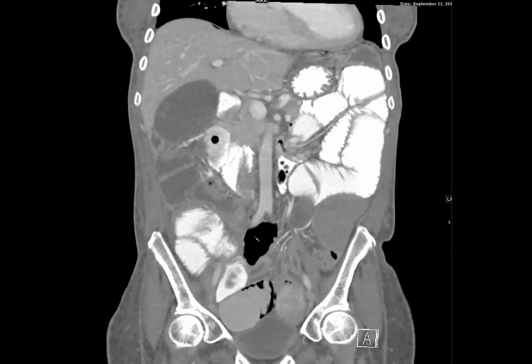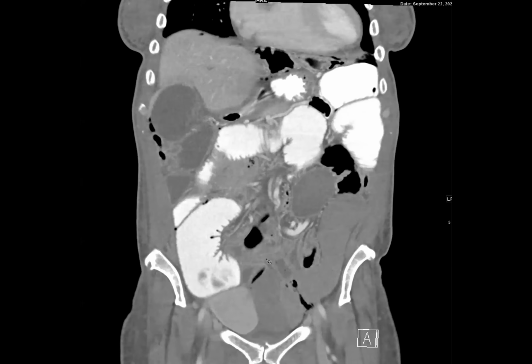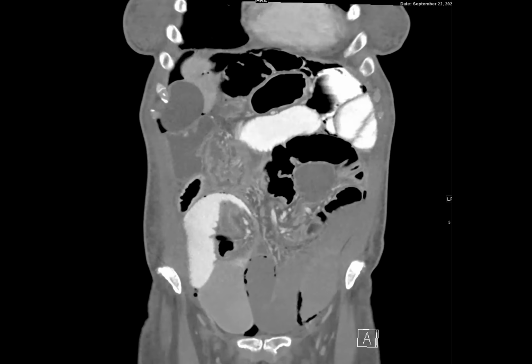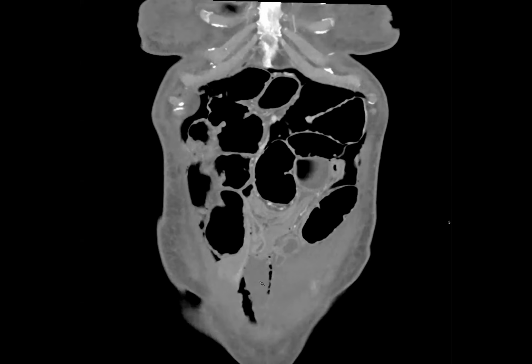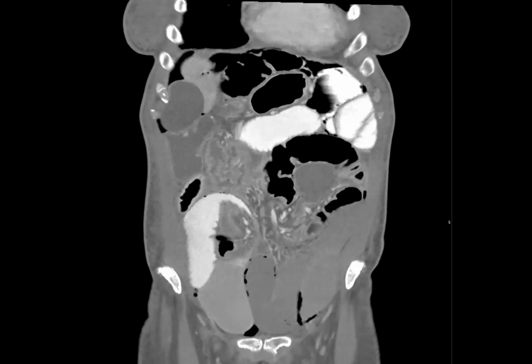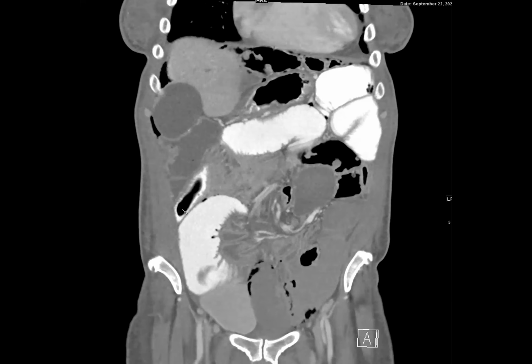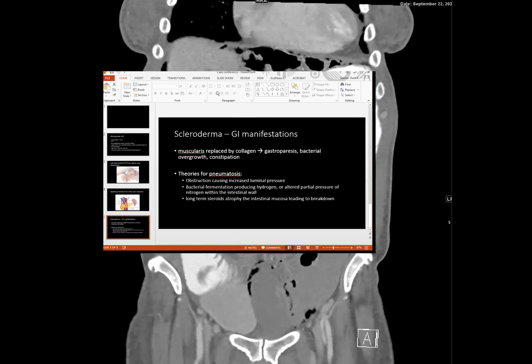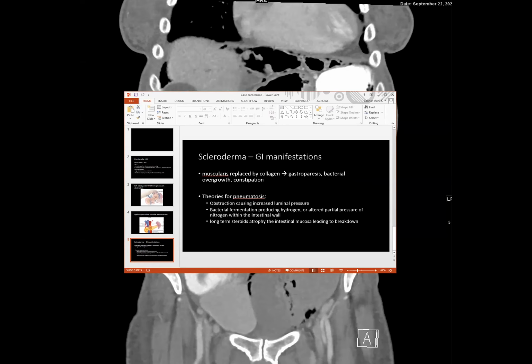We Googled scleroderma pneumatosis, and it turns out it is actually not uncommon. I have one little slide about scleroderma, and it tends to be benign. In general, pneumatosis of the colon tends more to be benign. Of the small bowel, we tend to be concerned about ischemia. But in patients with scleroderma, their GI manifestations are basically because the muscularis is replaced by collagen. This leads to gastroparesis, small bowel dilation, bacterial overgrowth, and constipation. And pneumatosis is actually not uncommon.